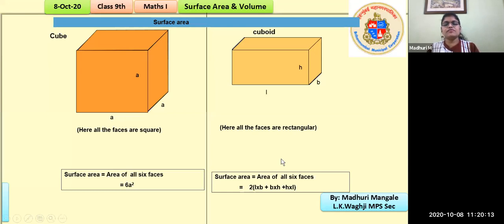So we have looked at the formula of total surface area in the last class, that is in the 8th class. So the surface area of a cube is 6a square. That is the area of all the 6 faces. And what about the surface area of a cuboid? That is twice of LB plus BH plus HL. So that is the total surface area of a cube and a cuboid.